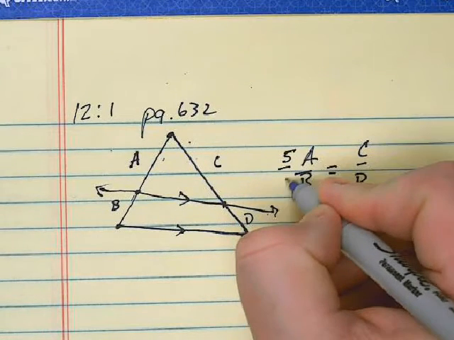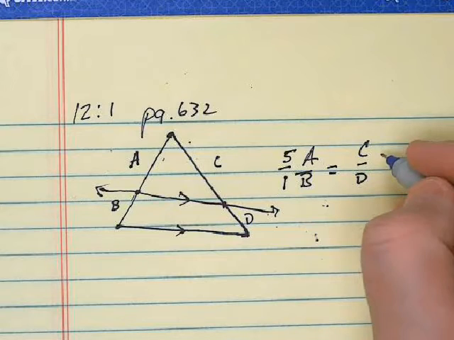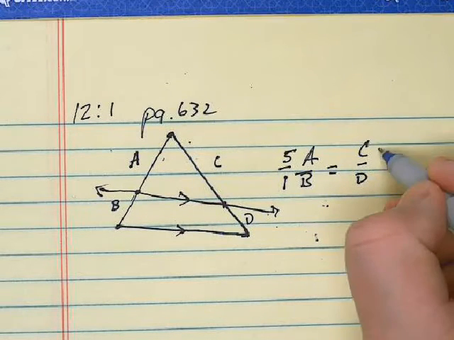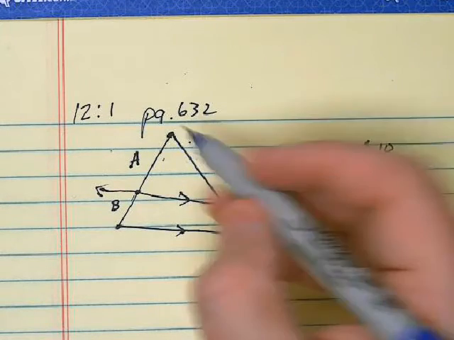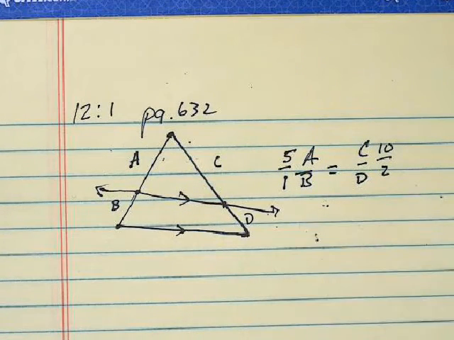What that would look like if I put numbers in would be something like this. 5 is to 1 as, I don't know, let's see, 10 is to 2. So if I were to get my ruler out and actually measure and say A is 5, C is 10, B is 1, and D is 2.